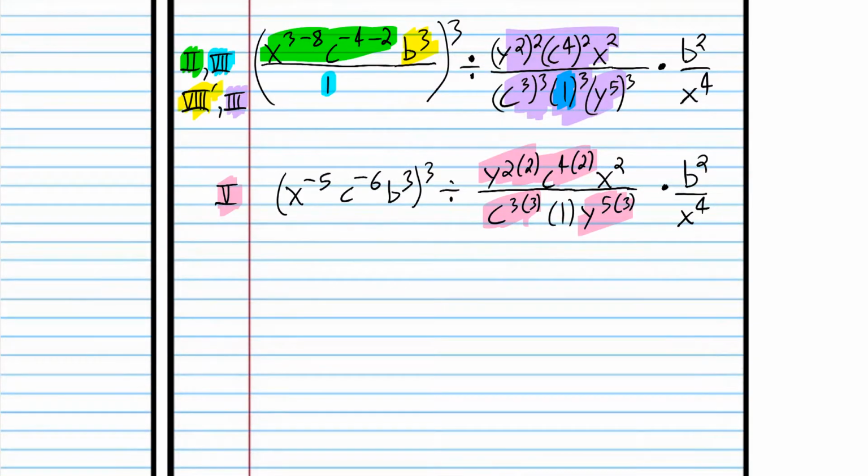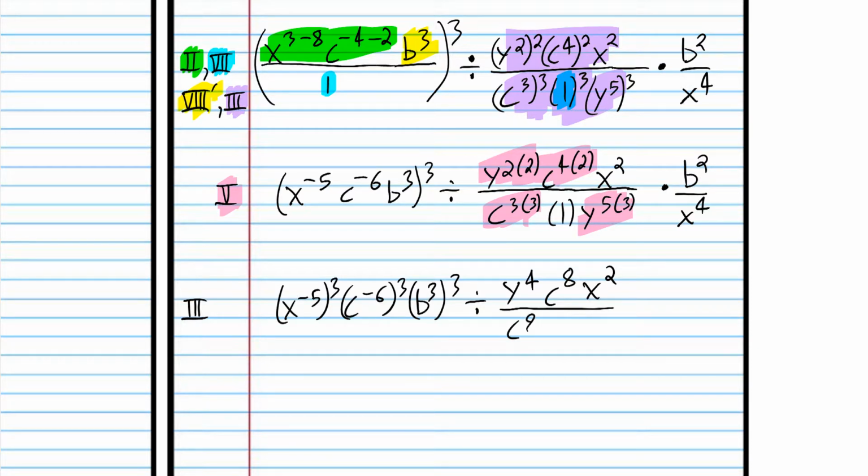And so now we can use rule number 3 because we have a product here. You see in red, we have a product here raised to a power. So we have x to the negative 5 raised to the 3rd, c to the negative 6 raised to the 3rd, so on and so forth. And dividing by y to the 4th, c to the 8th, x squared over c to the 9th, y to the 15th.